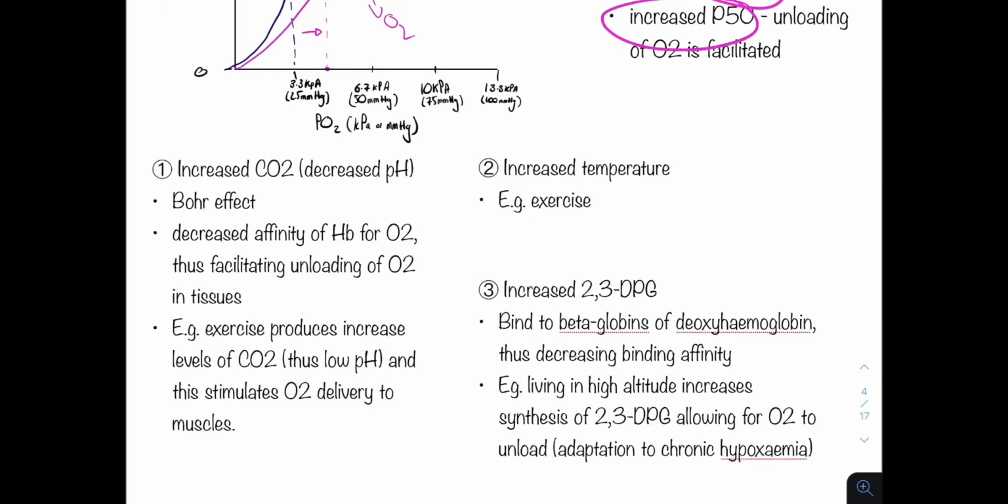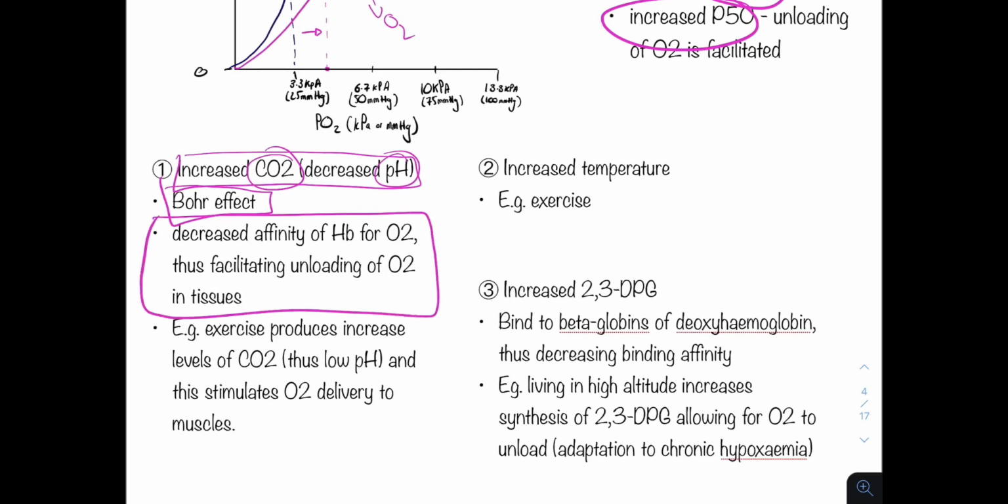So let us look at the three factors. We'll start off with the pH. Increased carbon dioxide decreases pH, and this is very important. You'll come to appreciate this again and again. Increased carbon dioxide decreases pH, and this causes something called the Bohr effect, where the increased carbon dioxide decreases affinity of hemoglobin for oxygen. So this here is very important. Increased carbon dioxide decreases affinity of hemoglobin for oxygen, thus facilitating the unloading of oxygen in tissues. So more oxygen is released into the tissues when there is increased carbon dioxide in the area.